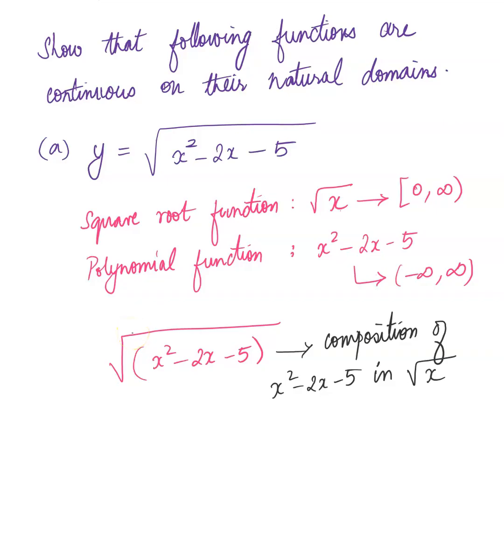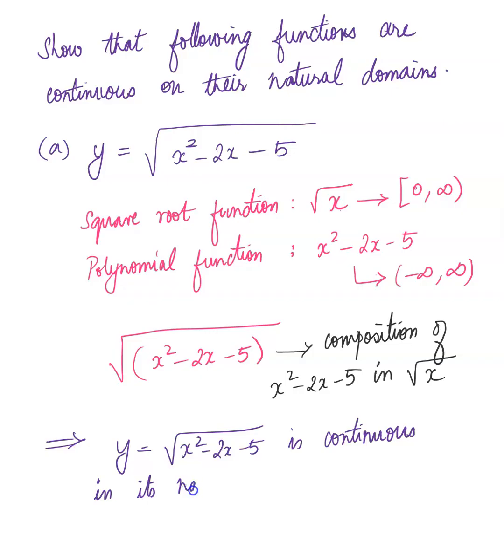So we kind of reason out by looking at all the combination of these properties, and then we say this implies that y equals square root of x squared minus 2x minus 5 is continuous in its natural domain.